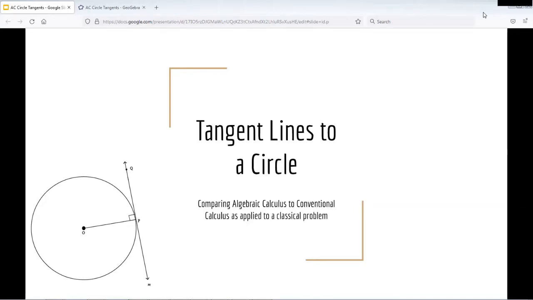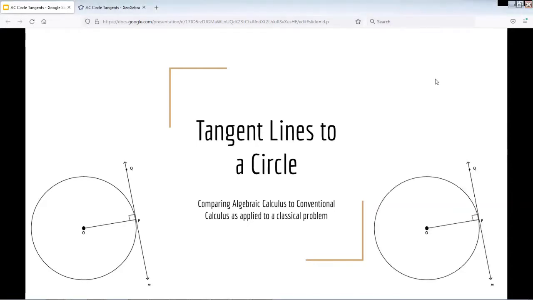So you can see I have a picture here of a circle with a tangent, and it was known in the ancient world that the tangent line is perpendicular to the radius at that point on the circle. And Euclid showed how to construct this with the compass and straight edge. And that's how the ancients would have thought about this problem.